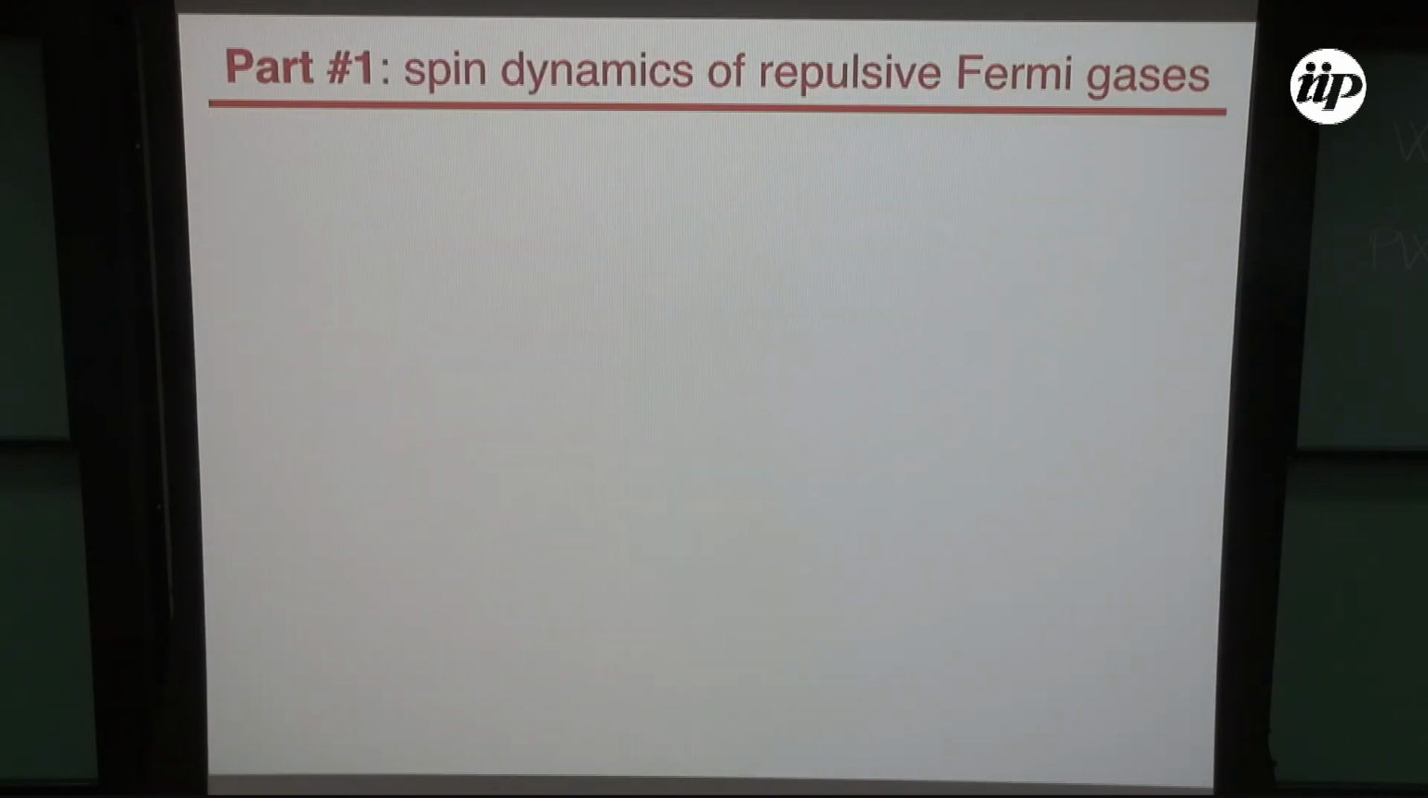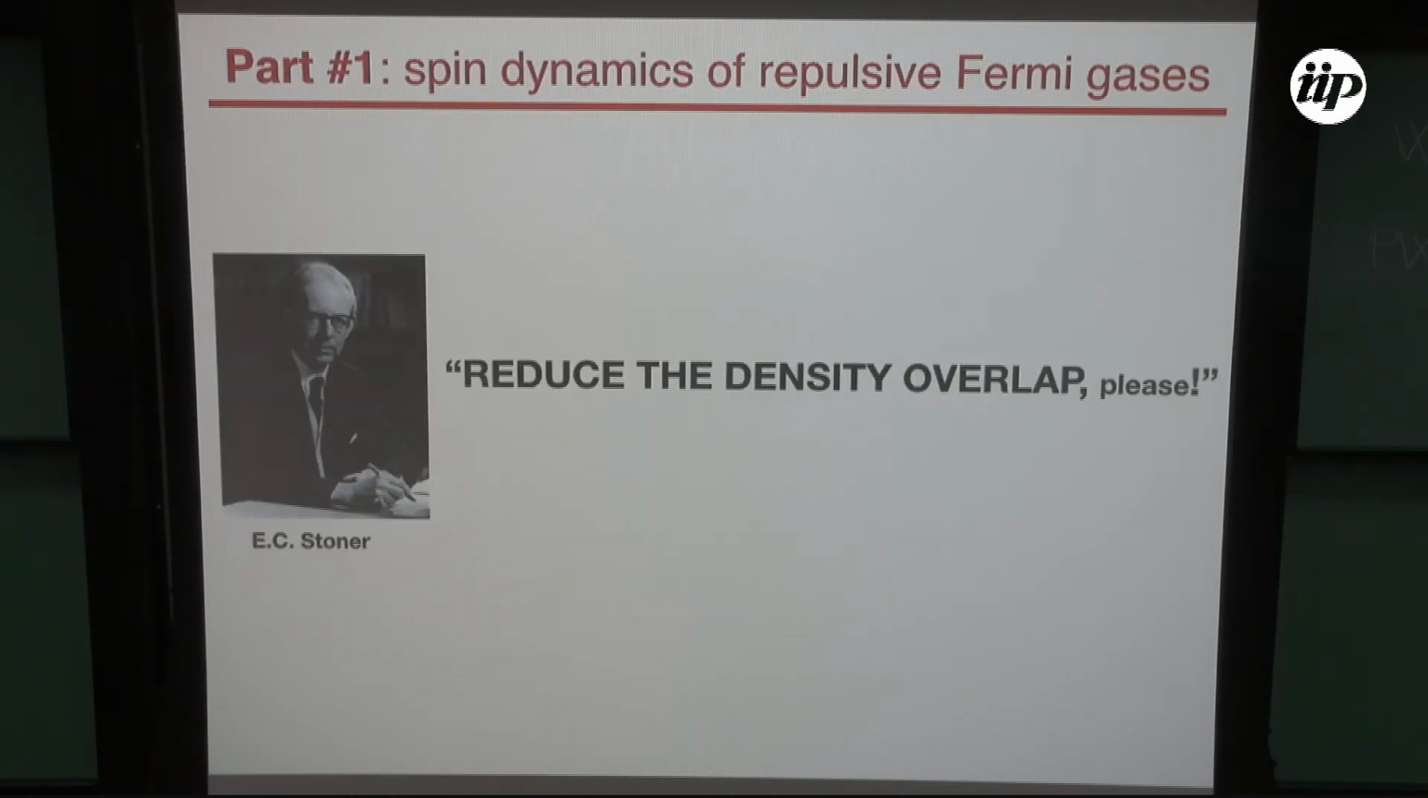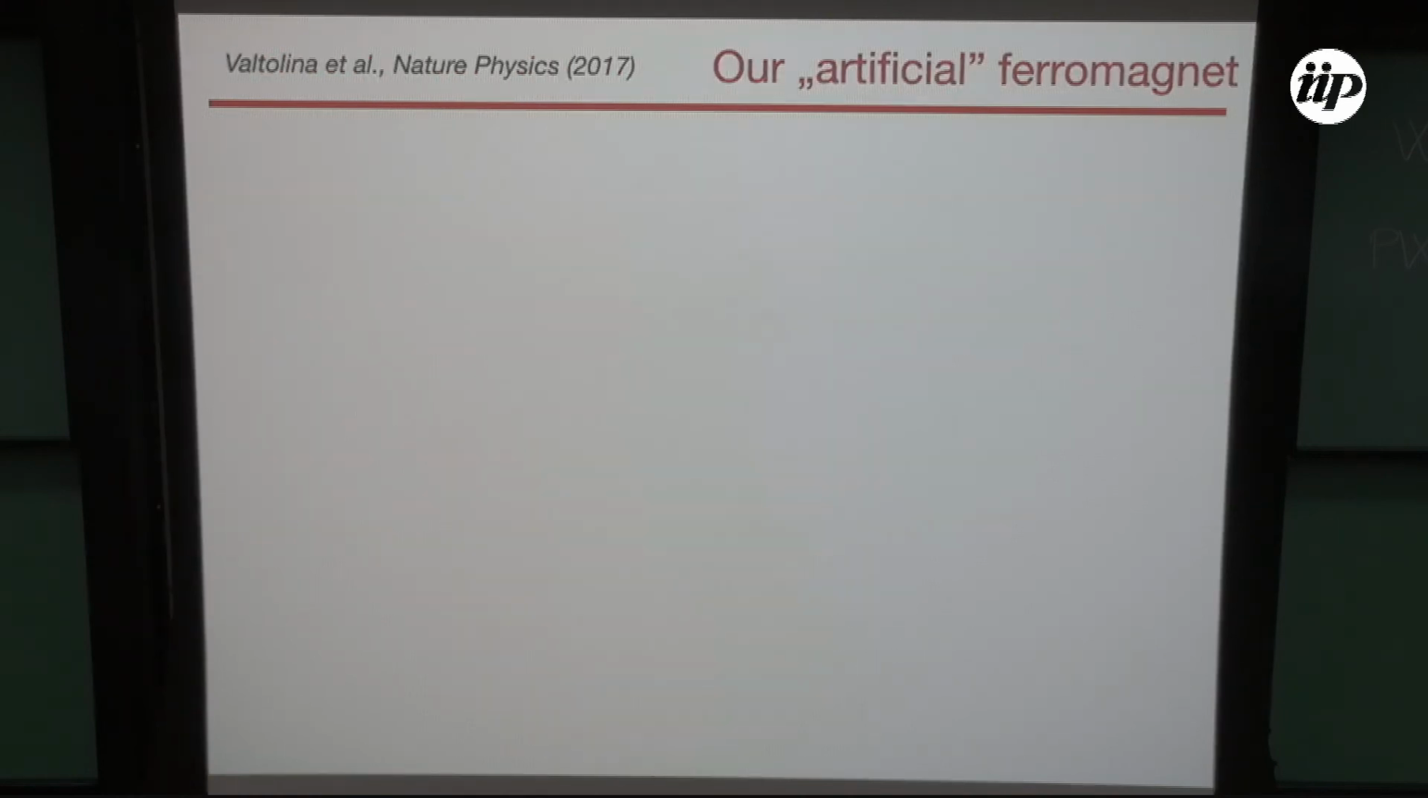Well, let's start with part 1, that is to study what happens if I try to study the system in the upper branch. If I can use, this is a joke, of course, but Stoner will tell us, let's try to reduce the density overlap, because the density overlap between up and down spin state is probably causing the decay, or can enhance the decay in the attractive branch. So we decided to do this experiment.